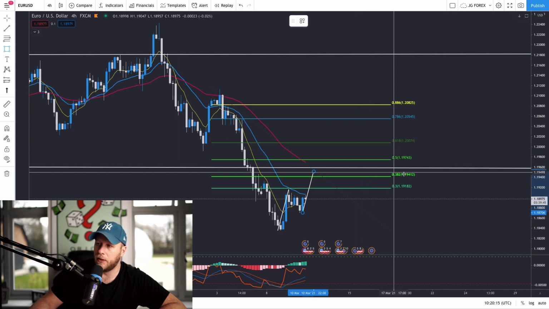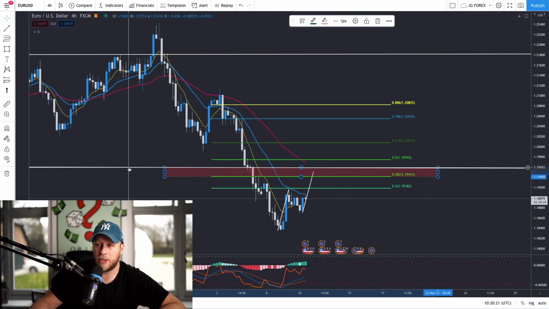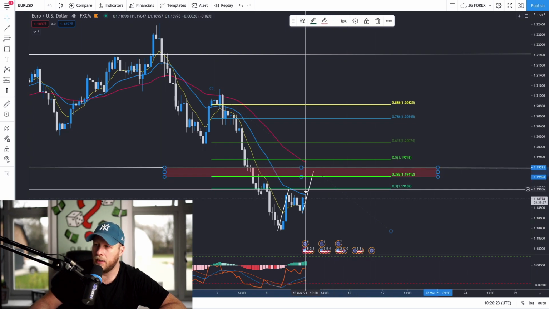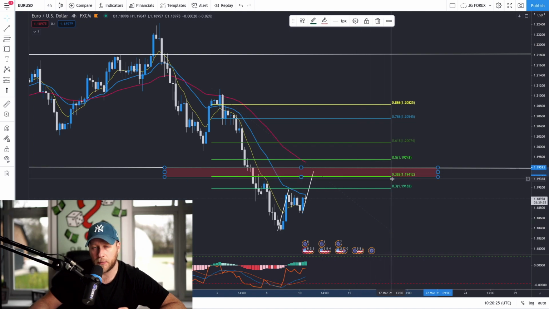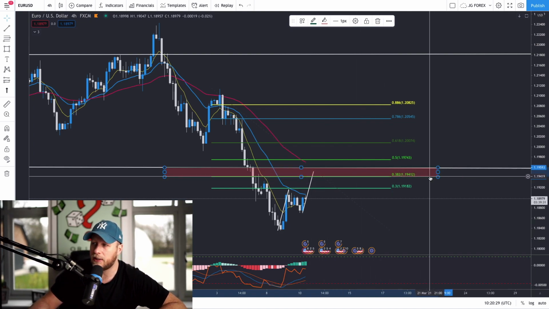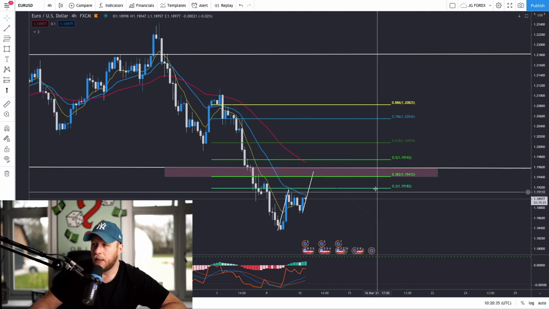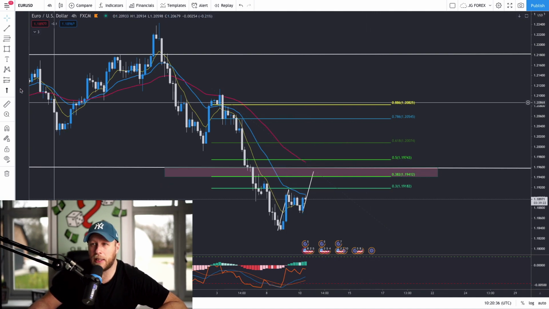And now we can start drawing on this little zone here of confluence, right? Because we've got our major structure level, which is this white line. We've got the 382 retracement, which is here. We've got this equal measured move, this ABCD pattern, which is here. Let's color this in a different color so it's not confusing. Let's go for pink. So we've got 382. The next thing we can do is use an extension.